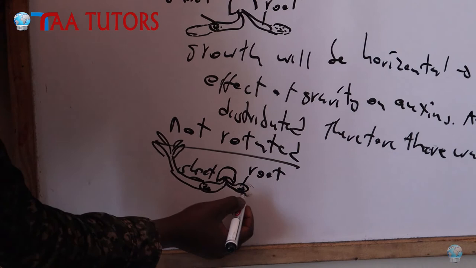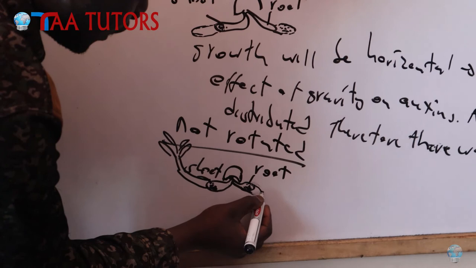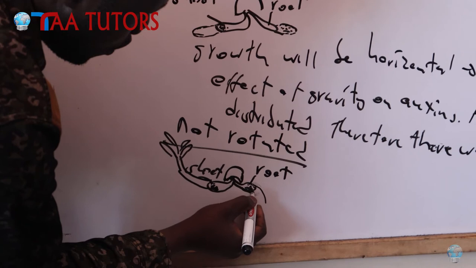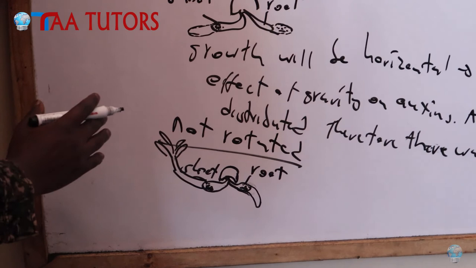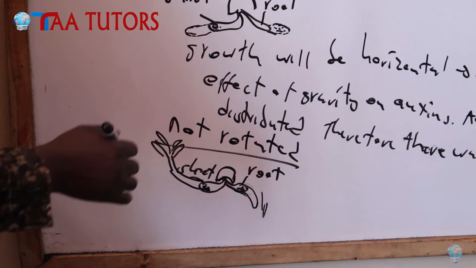So we are going to see that there is a bend downward, because the upper part of the root is growing faster than its downer part, because the fewer auxins it has up there is facilitating the cell division. This one here is inhibiting, it's slowing down the cell division on the downer part of the root, so the root will be bending downwards. Now this one here is a positive geotropic response. It is responding towards the gravity.